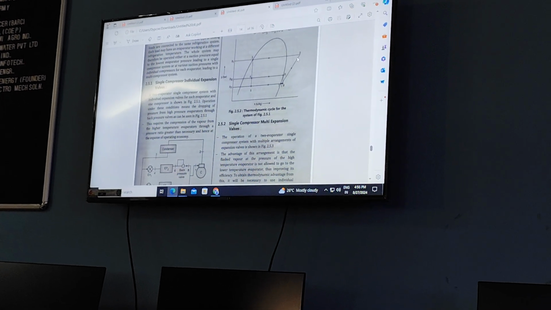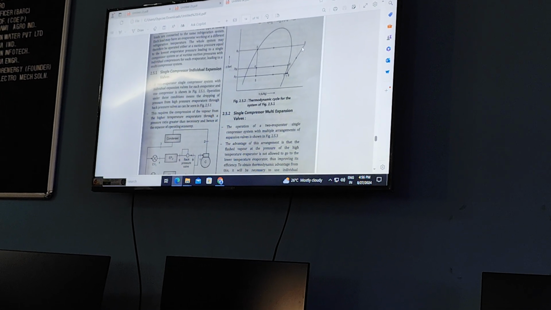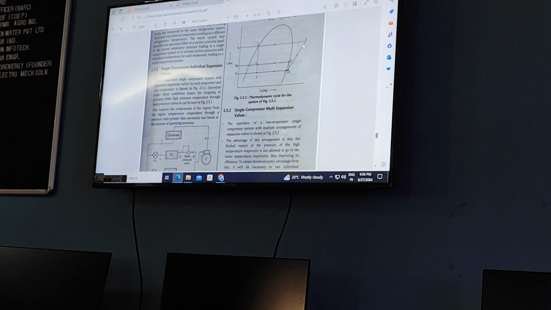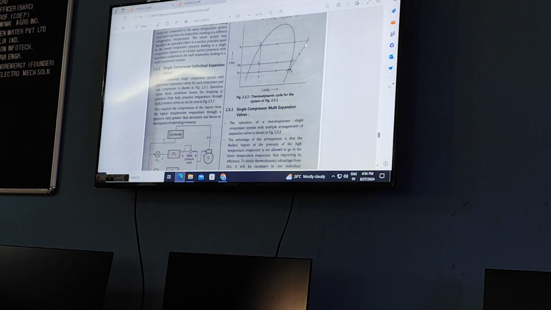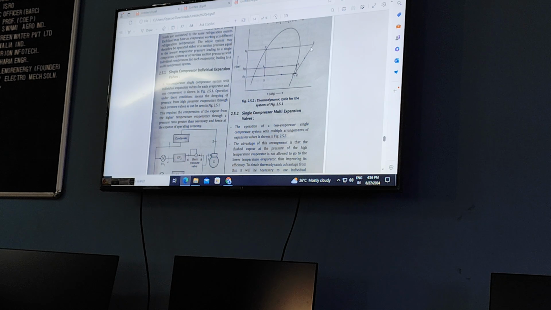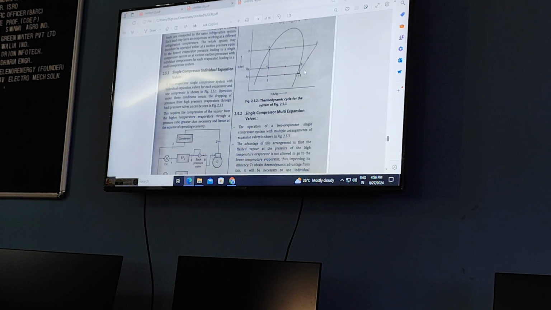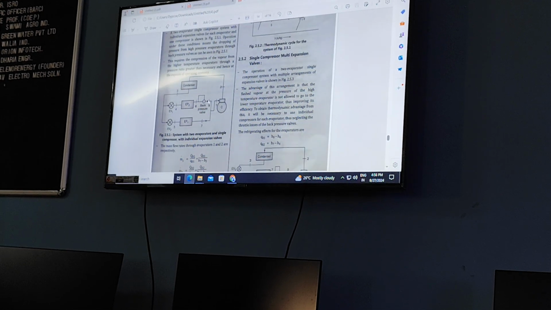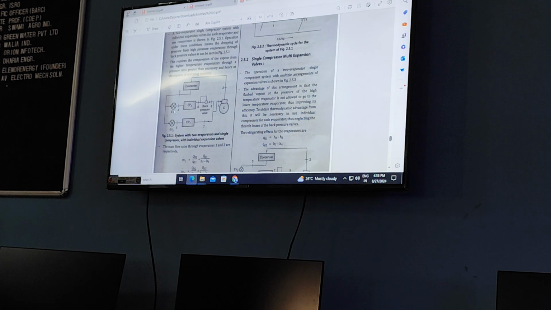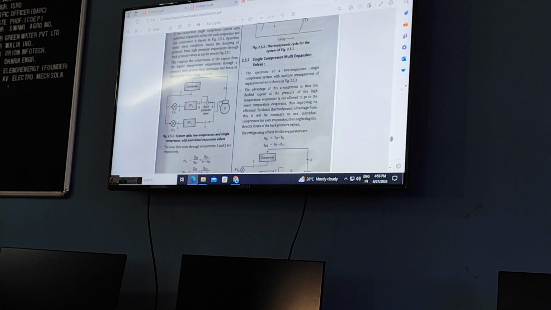Okay? Here I am discussing numericals only. Numericals are asked for 10 marks. But without understanding theory, you cannot solve numericals. Right? So here you can see how individual expansion valves are shown.